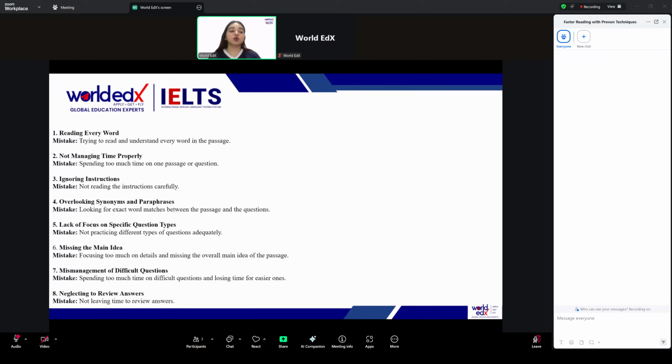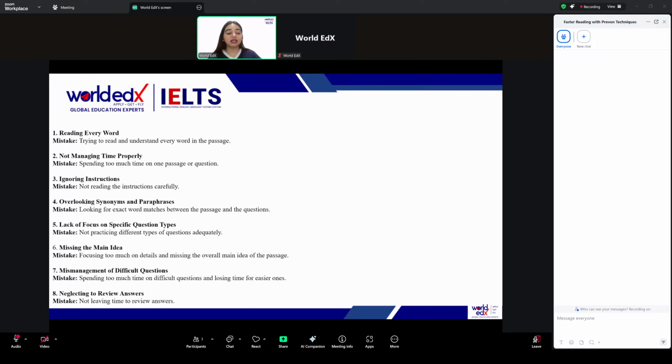The next one is overlooking synonyms and paraphrases. It's very imperative for you to understand and come to terms with the fact that everything in the passage will not be exactly in the question. So there's going to be a bit of synonyms, there's going to be paraphrasing, and sometimes you may not be able to find the exact word in the passage.